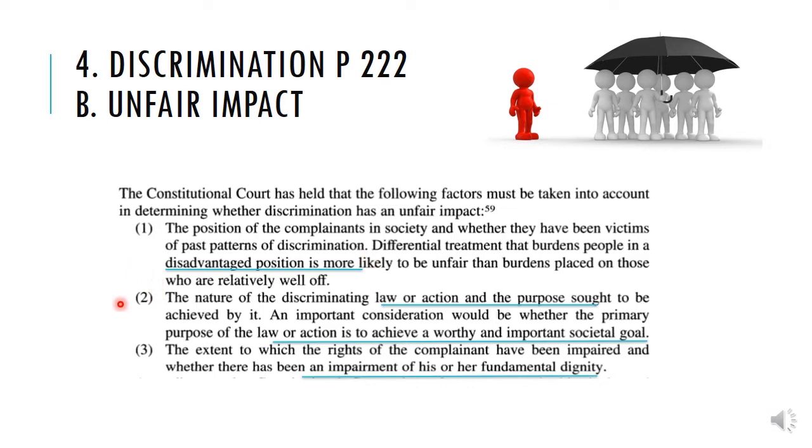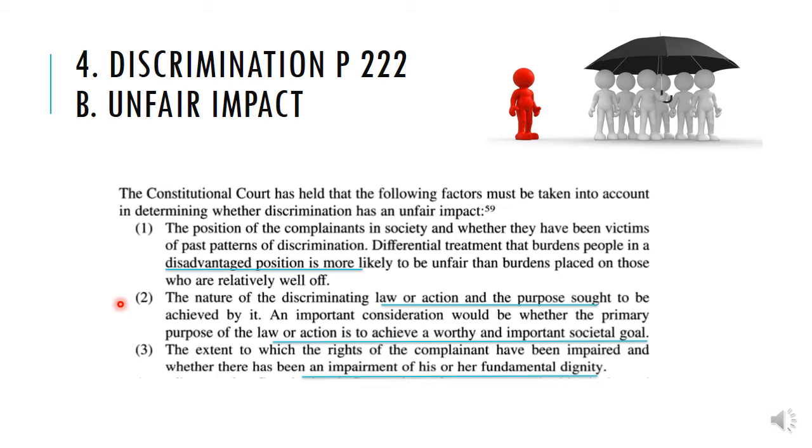Now the second one, the nature of the discriminating law or action and the purpose sought to be achieved by it. An important consideration would be whether the primary purpose of the law or action is to achieve a worthy and important societal goal. Now that speaks for itself. When there is any differentiation or discrimination, it has to be for a worthy and important societal goal. It shouldn't be a goal just for one group of people or a goal just for Parliament. It should be a societal goal. So the general society of South Africa should benefit from this discrimination.